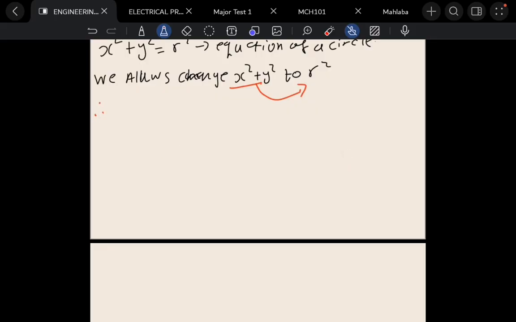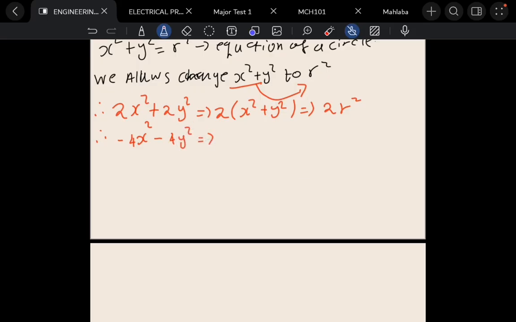Let us look at an example. If you have 2x squared plus 2y squared, this is the same as 2 in brackets x squared plus y squared, which is the same thing as 2r squared. Same thing if you have negative 4x squared minus 4y squared. This is negative 4 in brackets x squared plus y squared, and it's going to be negative 4r squared. You need to remember these two. Whenever you have something like this, change it to r squared.